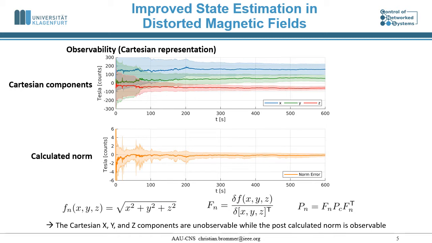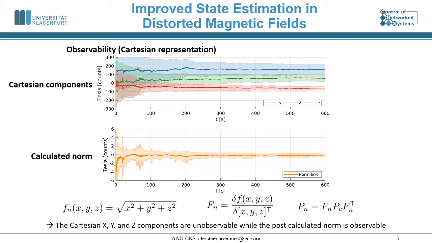To validate this result, we generate a synthetic dataset with Cartesian measurements and introduce wrong initializations for the magnetic vector. The top graph illustrates that the error of individual components does not converge. However, the graph on the bottom shows that the error of the post-calculated norm for the same data does converge. Our goal is to detect disturbances in the magnetic field. Because of this, we are using the magnetic field strength and corresponding outlier as a measure for the change of the magnetic field.